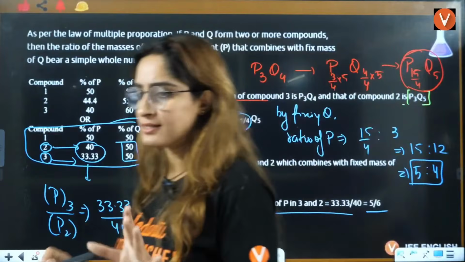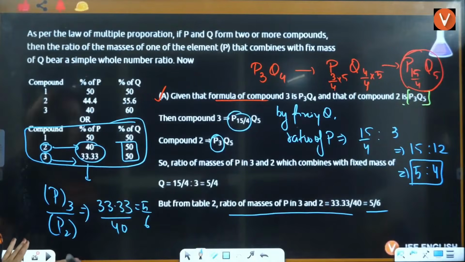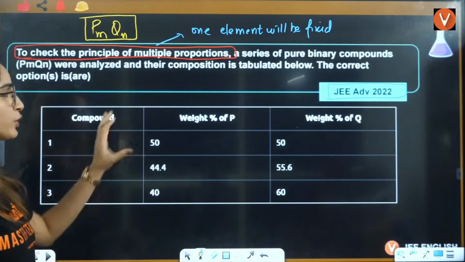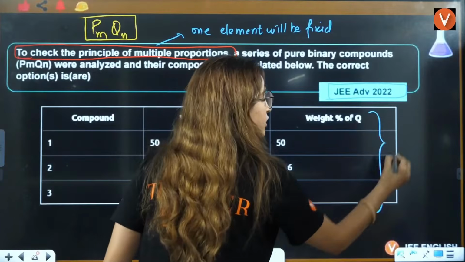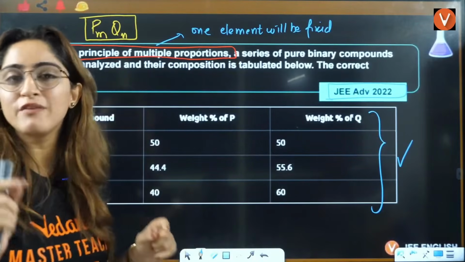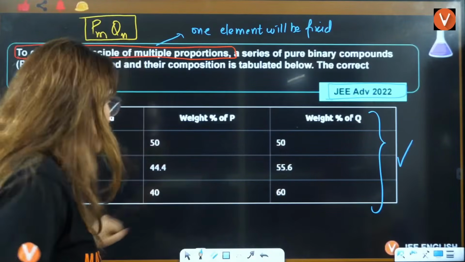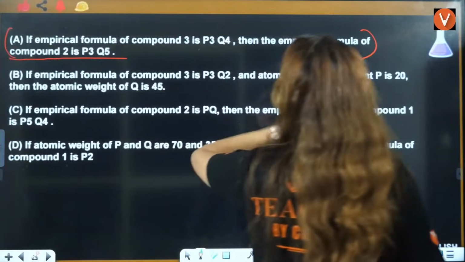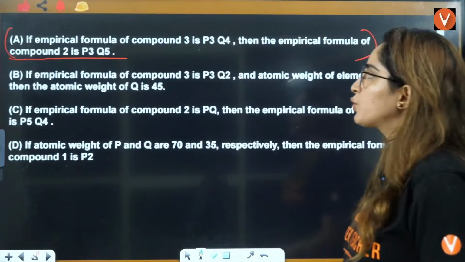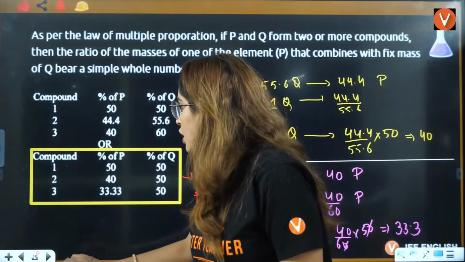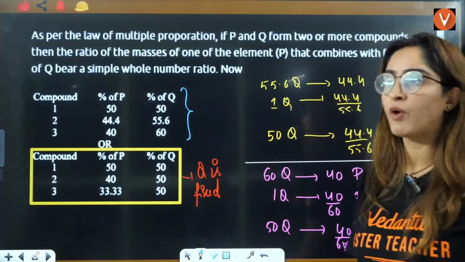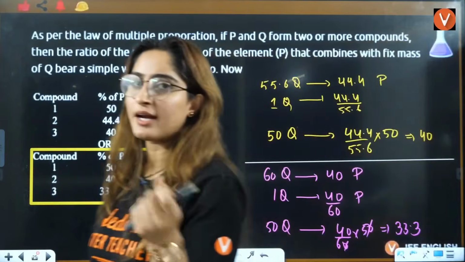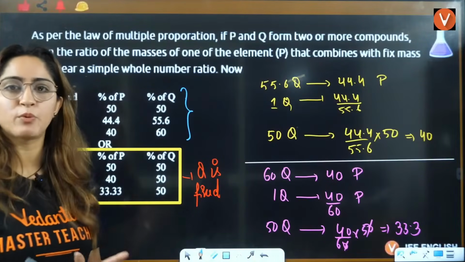I'll again explain this. See, this is the experimental data that was given to you. This data is definitely correct. So all the statements we will verify with this data, right? So the first statement is, if empirical formula of compound 3 is P3Q4, then the empirical formula of compound 2 is P3Q5, right? So to verify this statement, what we did, we applied law of multiple proportions here, because that is given in the first statement that it is applicable. Law of multiple proportion is applicable.